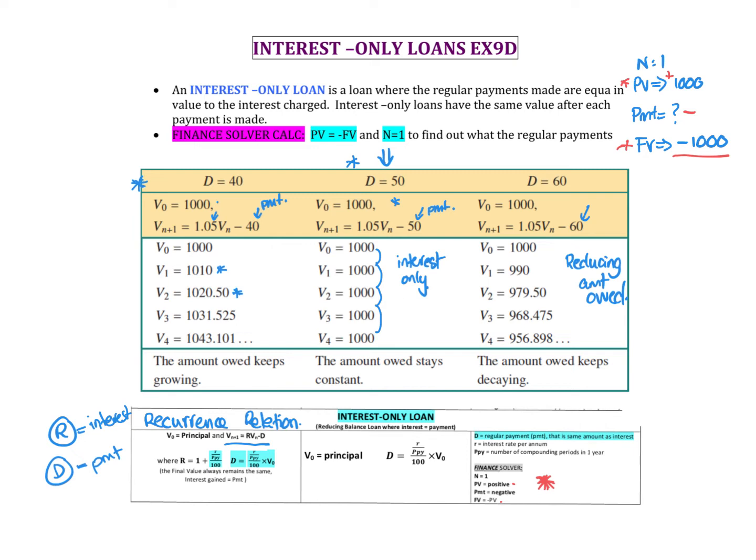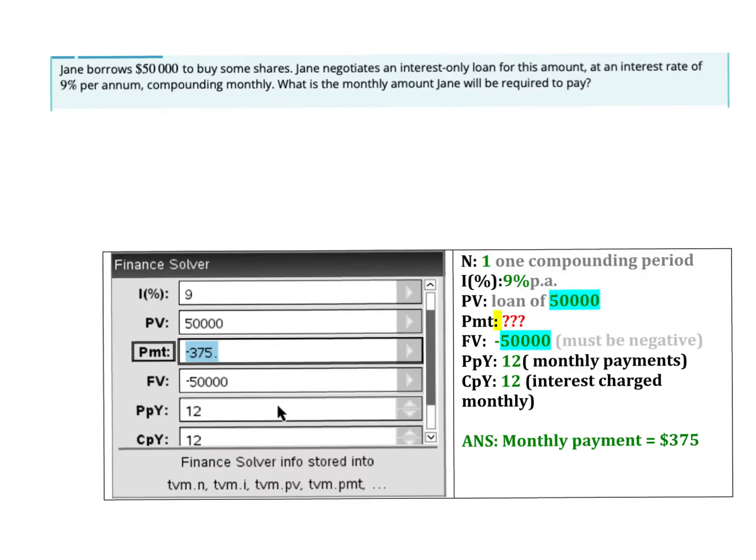When we're trying to find the payment, we just write N as 1 for one period, because we know that the value is never going to change. So we can put N as 1 and pop in FV and PV into our Finance Solver. Let's go and have a look at an example.